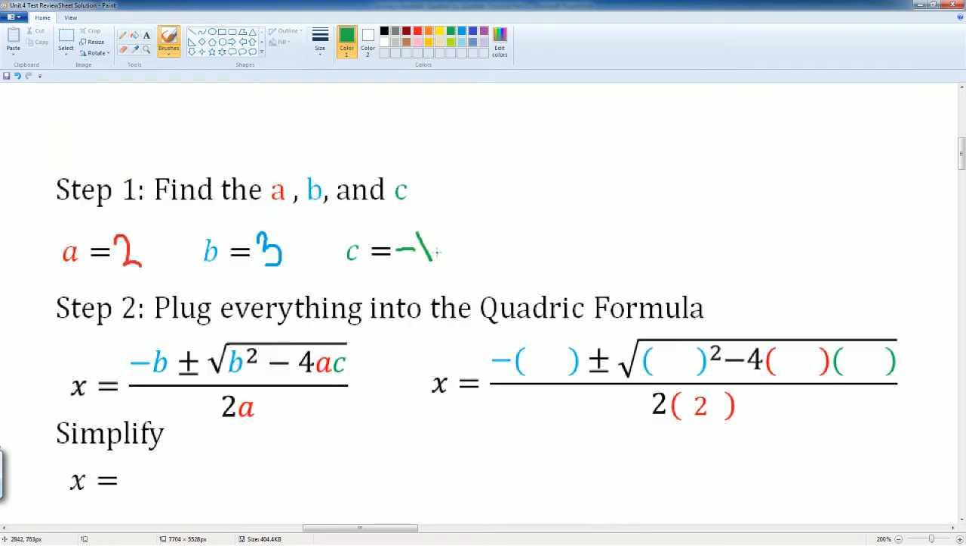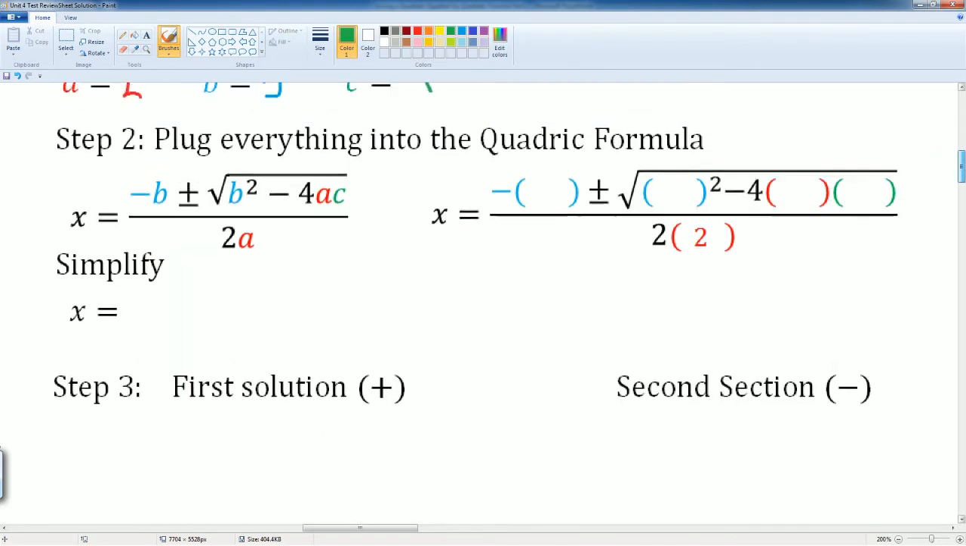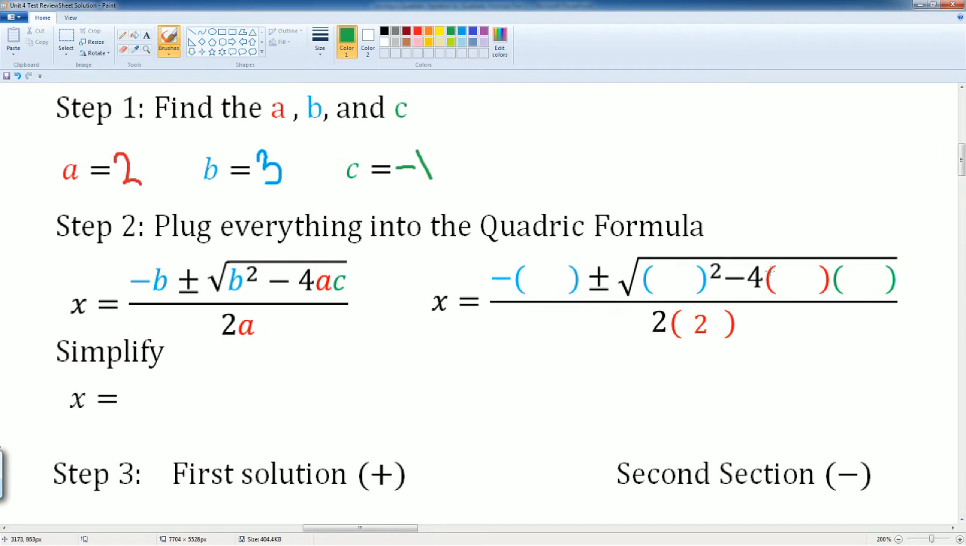Okay, step 2 is to plug everything into the quadratic equation, which is here, and we have a template for what we plug in. So x is equal to -3 plus and minus the square root of 3 squared minus 4 times 2 times -1, all over 2 times 2. Okay, good. Now we can simplify. We know that the outside is -3. Then we plus and minus, divide that. And the bottom is a 4.